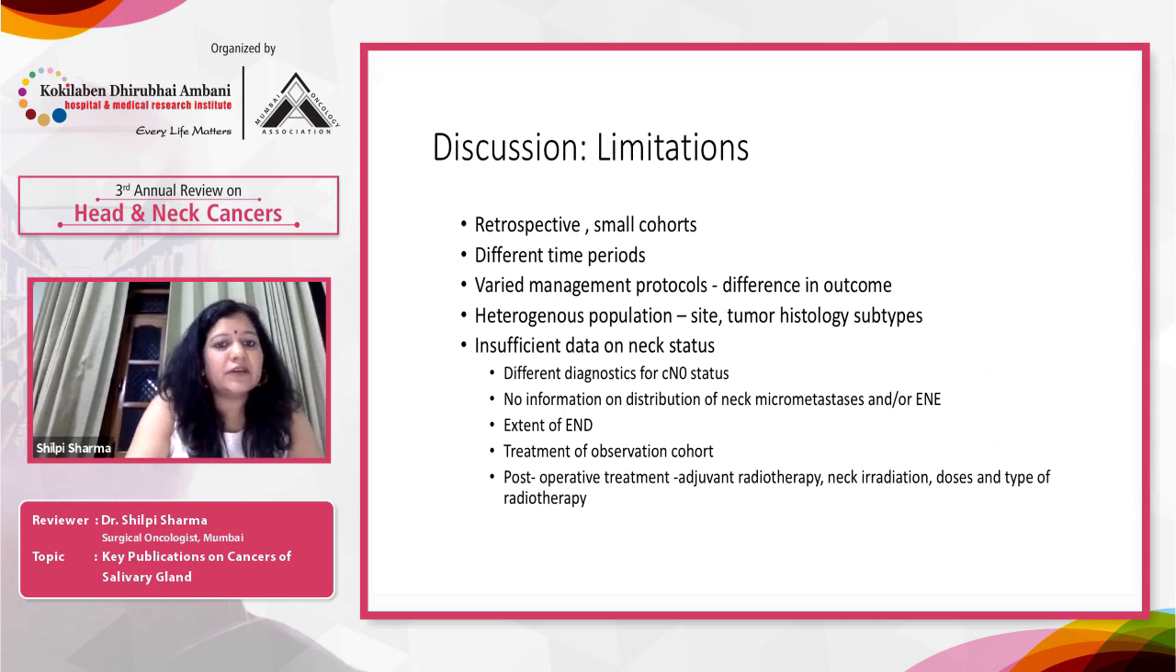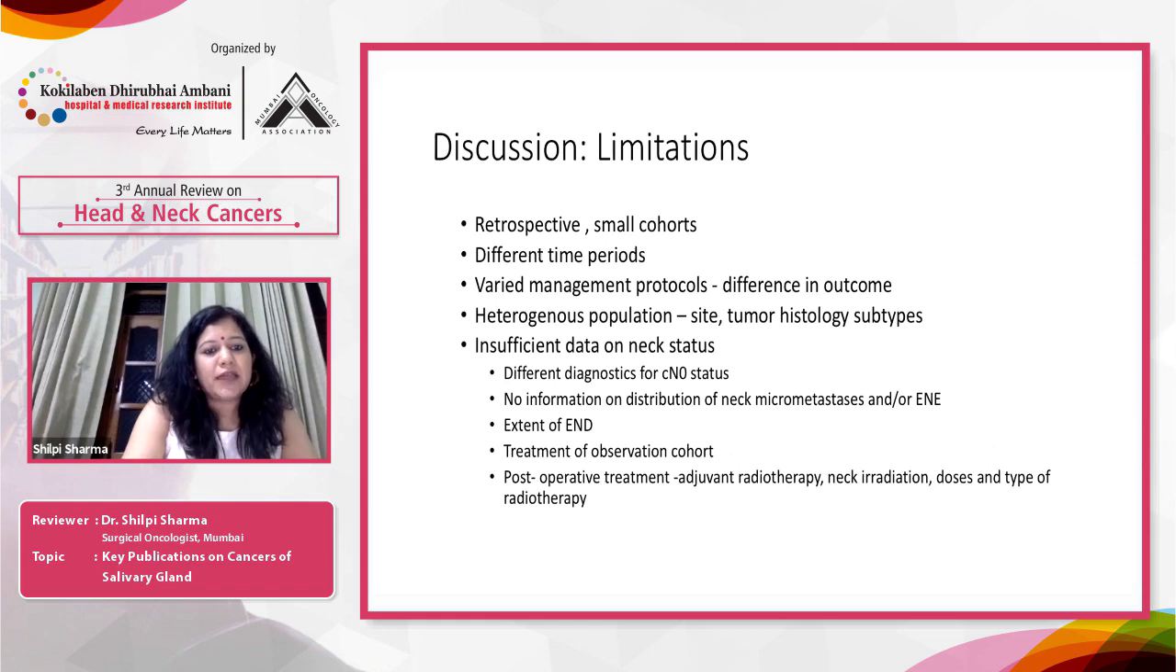Again, the study had the major limitation of being only retrospective. The patients were accrued at different time periods, which followed different management protocols. It was a very heterogeneous population with respect to site, tumor subtypes like cribriform, tubular, or solid subtype of adenoid cystic carcinoma. Then many of the studies lacked significant details on neck status. For example, there was heterogeneity in labeling the neck as N0.